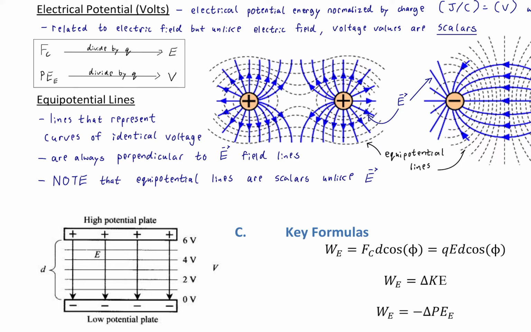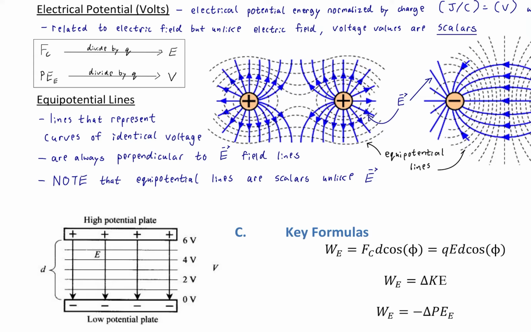Note that equipotential lines are scalars, unlike electric field lines. They're both called lines, but that betrays the fact that they're very different. One set of lines, the blue, in this case electric field lines, are vectors. The dotted black lines are just scalars.